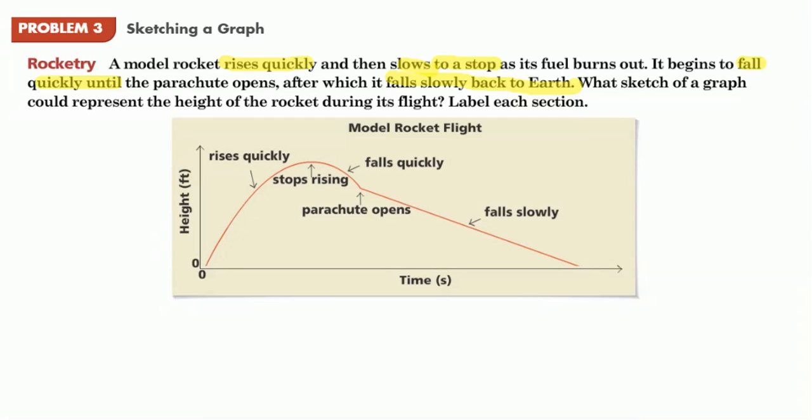At time 0, the rocket quickly starts to go up as time starts. Then as it quickly rises, it runs out of fuel, which is right here where it stops rising, and then it starts to fall quickly back to Earth. At that point, a parachute opens, and then we have the slow decline, and it falls slowly back to Earth with the parachute.